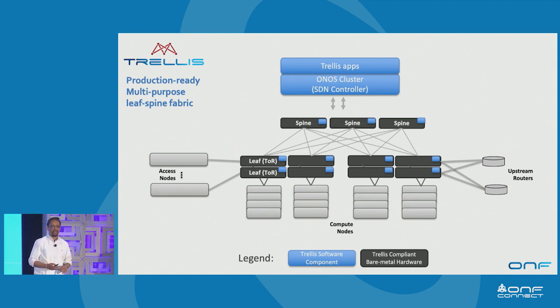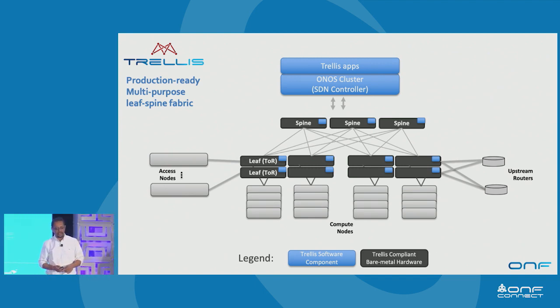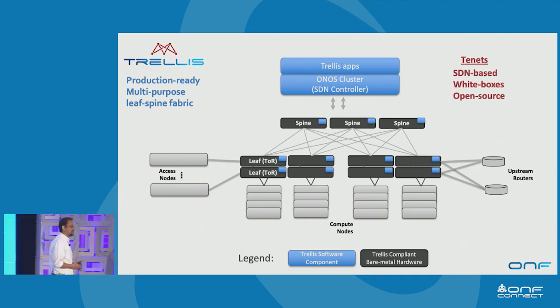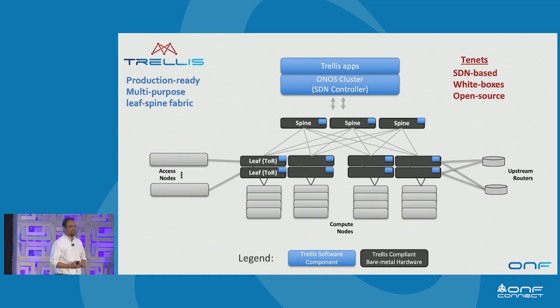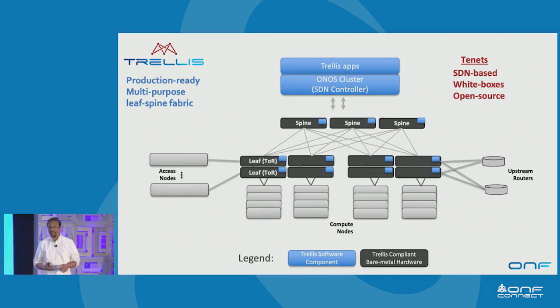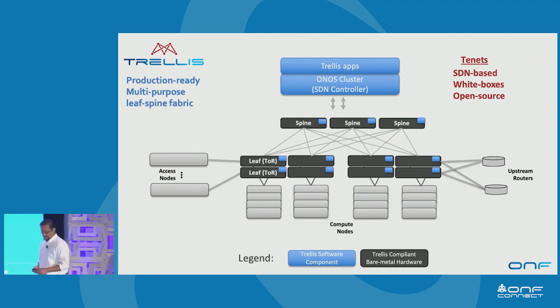And so what you see on this picture over here is the software stack that we have in each of the nodes. But there are basically three core principles behind the Trellis. And that is, first and foremost, it's SDN based. So it runs on an ONF cluster. It's a set of applications that run on an ONF cluster. It's a traditional SDN, classic SDN. And it talks to the leaf and spine switches with the software stack that I'll show you in a second.